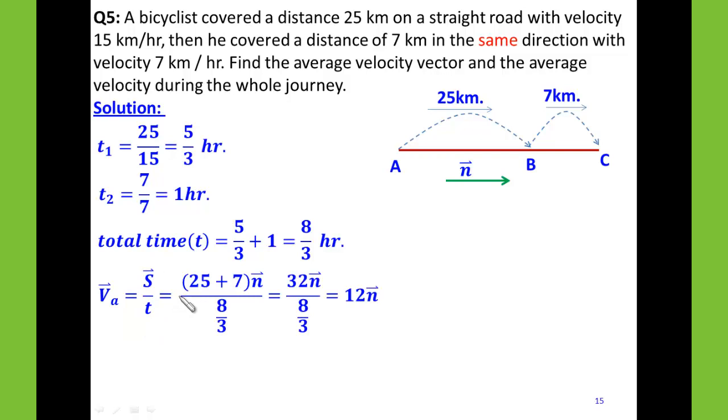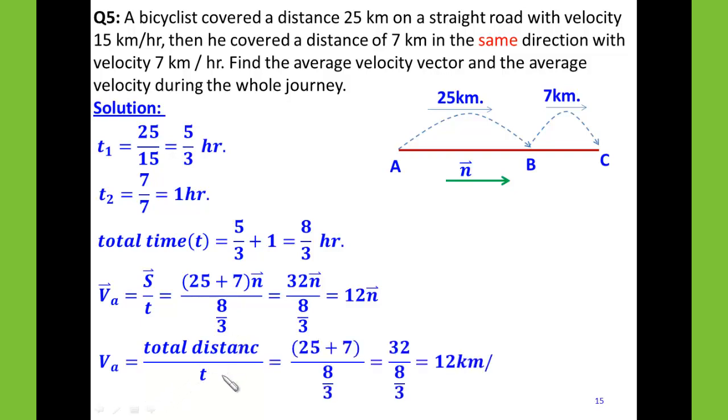S over T equals 25 plus 7 in the direction of n. Note that we add in the direction of n because they are in the same direction. So 25 plus 7 n over the total time 8 over 3, which equals 12n, in the direction of n. And VA equals total distance over total time. VA expresses the average velocity: 25 plus 7 over total time, which equals 12 kilometers per hour.